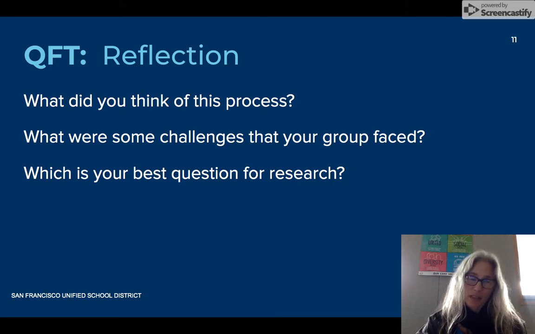Now, back to this reflection process. One of the things that students reflect on is the challenges of asking questions. What are some challenges that they faced in terms of working as a group? And you can add additional questions to this, but it's really important to reflect on the actual process of following the rules and sticking with the subject and the technique that we employ using the QFT.